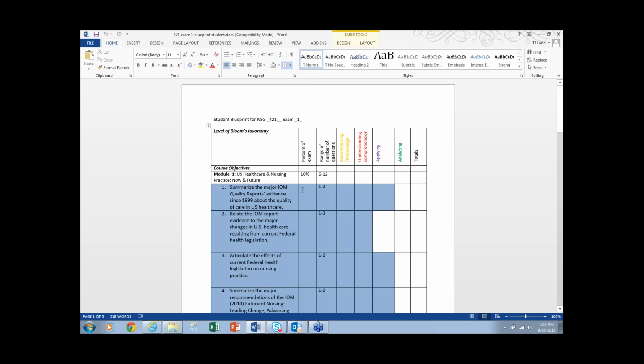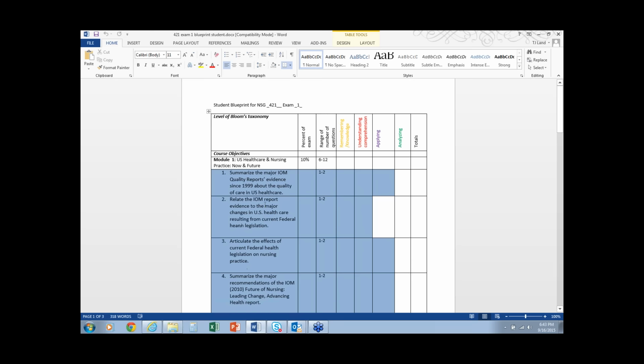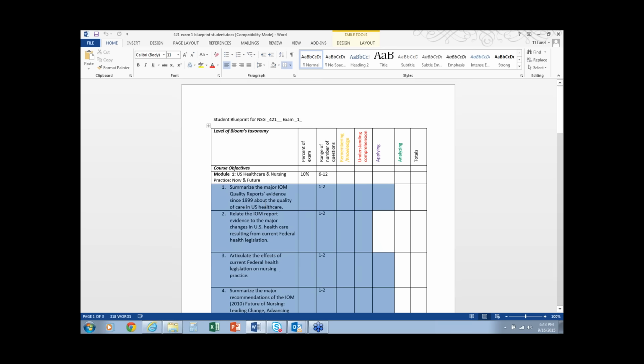So I'm going to ask you some questions, and I can ask you all the way up to the application level for those, okay? And if you will look at the first one, it says I can ask you 1 or 2 questions regarding this report. So that's how you read a blueprint.